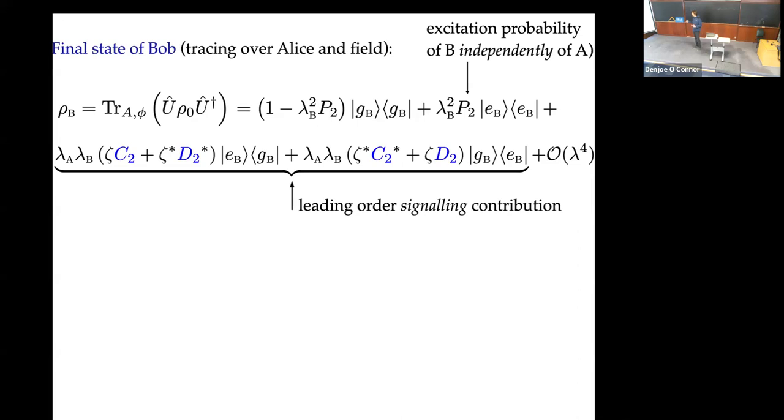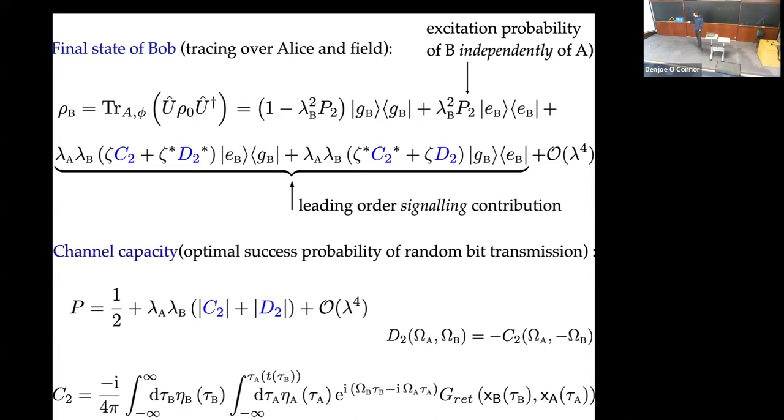This is excitation probability independent of A, so this has nothing to do with communication with Alice. Communication with Alice comes here, where lambda A appears. So this is excited Bob, and this is the leading order signaling contribution.